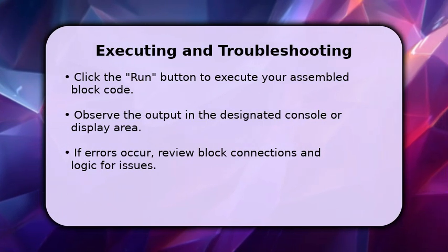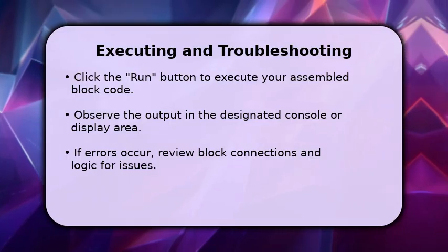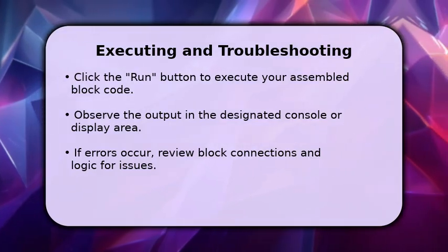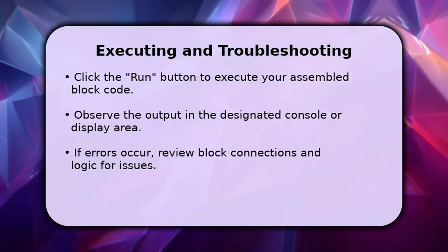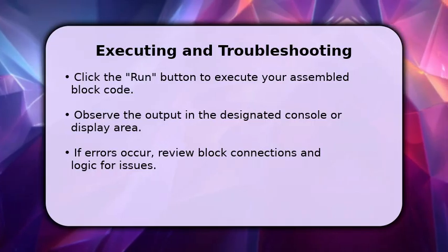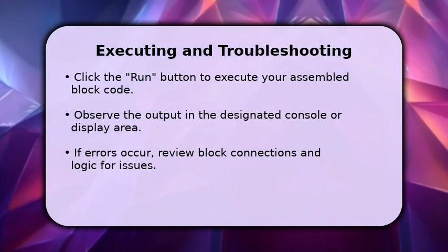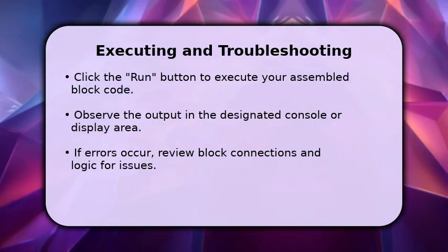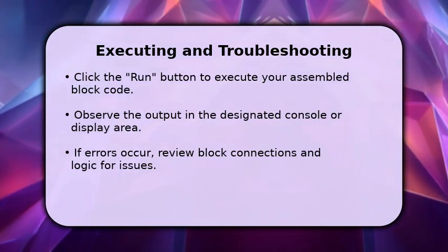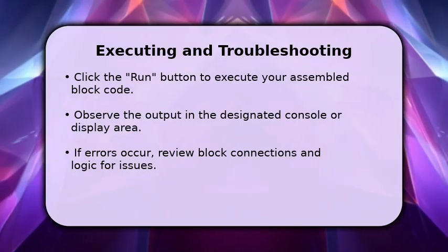After assembling your blocks, it's time to see your program in action. Locate and click the Run button, typically found at the top of the interface. Your code will then execute, and any output, such as text or visual changes, will appear in the designated display area. If your program doesn't behave as expected, don't worry, this is a normal part of the process. Carefully review your block connections and the logical flow. Many platforms offer helpful debugging features, like highlighting active blocks to pinpoint errors quickly.